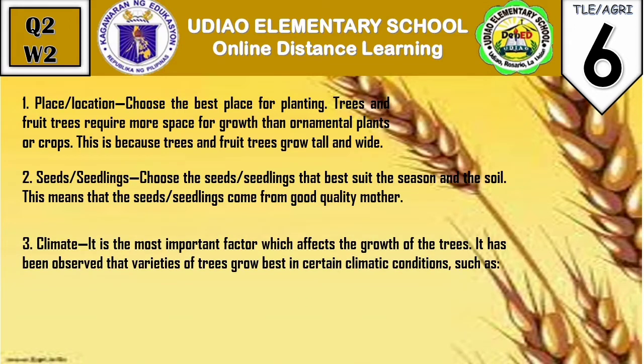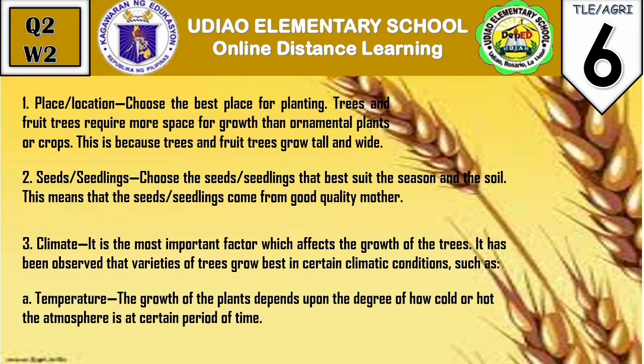Number 3, climate. It is the most important factor which affects the growth of the trees. It has been observed that varieties of trees grow best in certain climatic conditions such as temperature. The growth of the plants depends upon the degree of how cold or hot the atmosphere is at certain period of time.